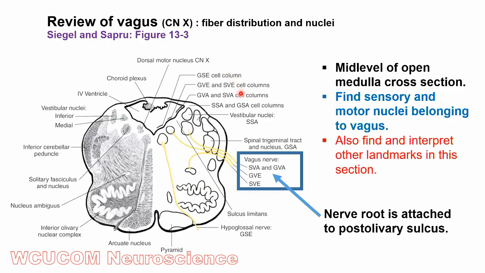Again, it's something you would find in Siegel and Sapru. So our focus is on this nerve, these various types of components. We just see where they come from or where they go to. So they come from nucleus ambiguus, they come from dorsomotor nucleus of the vagus, and sensory information is going into nucleus of solitary tract. The nerve root is attached to post-alveolar sulcus.